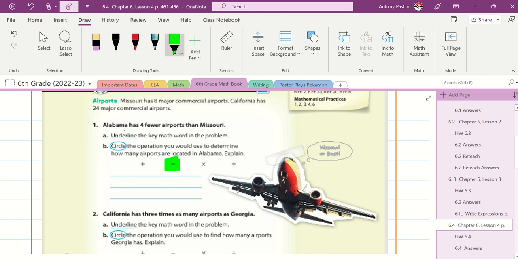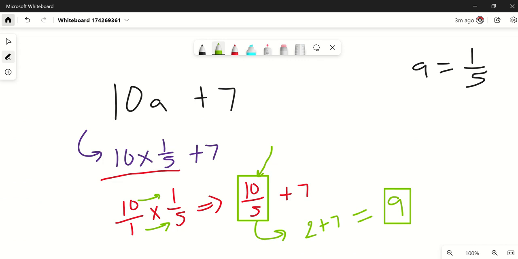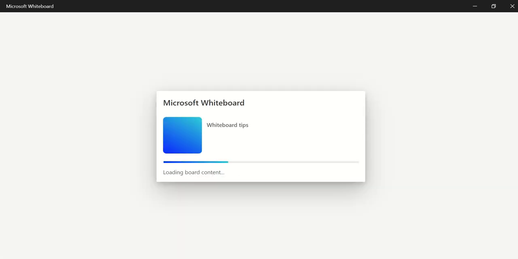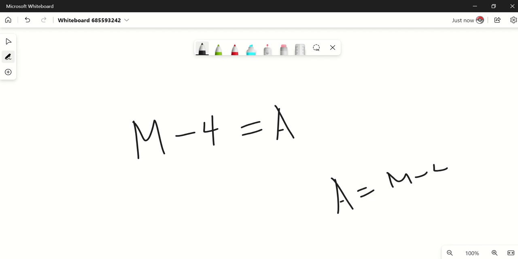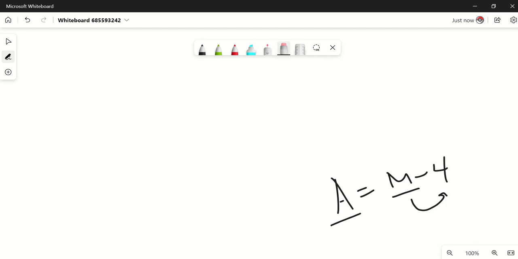So a good way to write this down is Alabama has 4 airports fewer than Missouri. We don't know how many airports Missouri has, so we're going to go ahead and use variables. M minus 4 would equal A, Alabama. Another way to say this is A equals M minus 4. Alabama equals the number of airports that Missouri has minus 4, because Alabama has 4 less airports than Missouri. So whatever Missouri's airports have, Alabama will have 4 less.